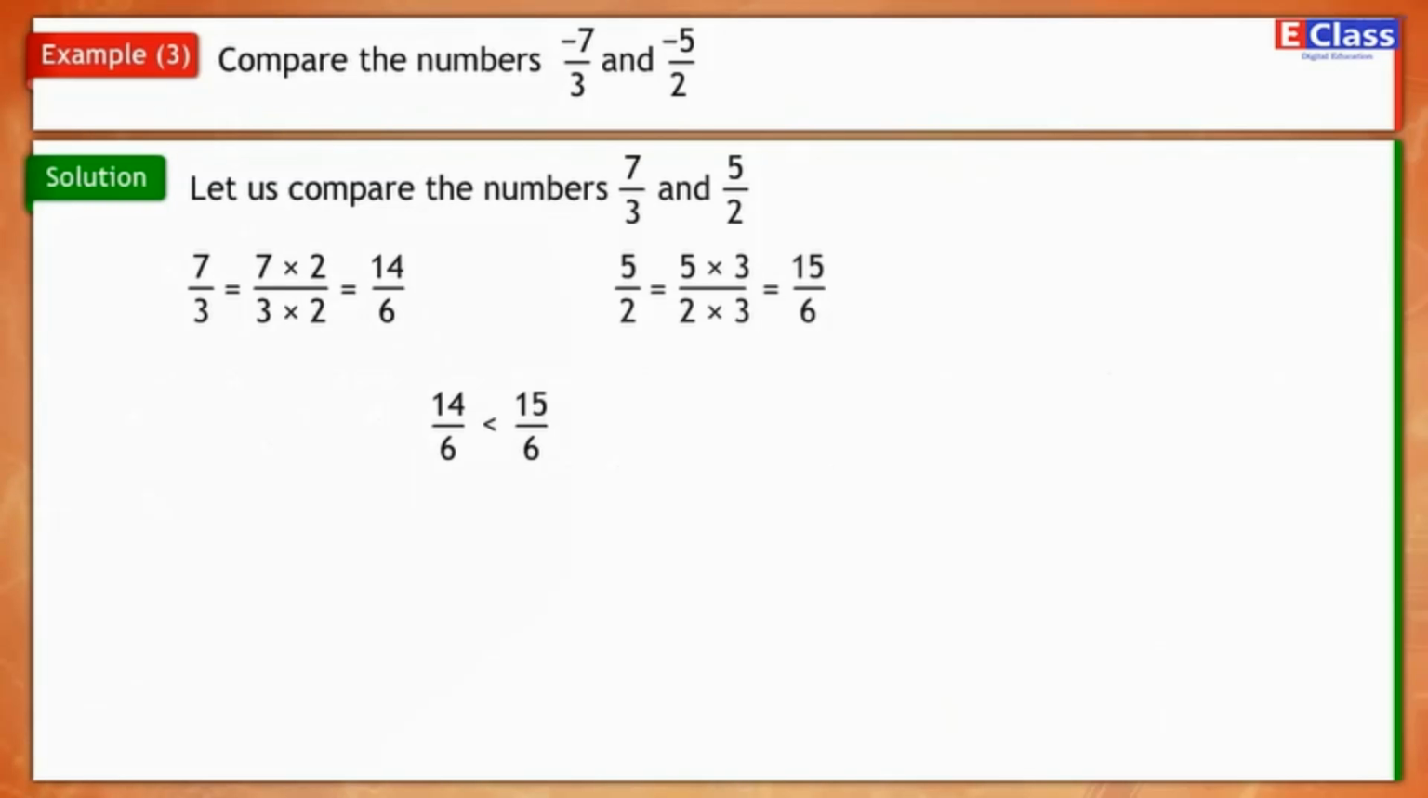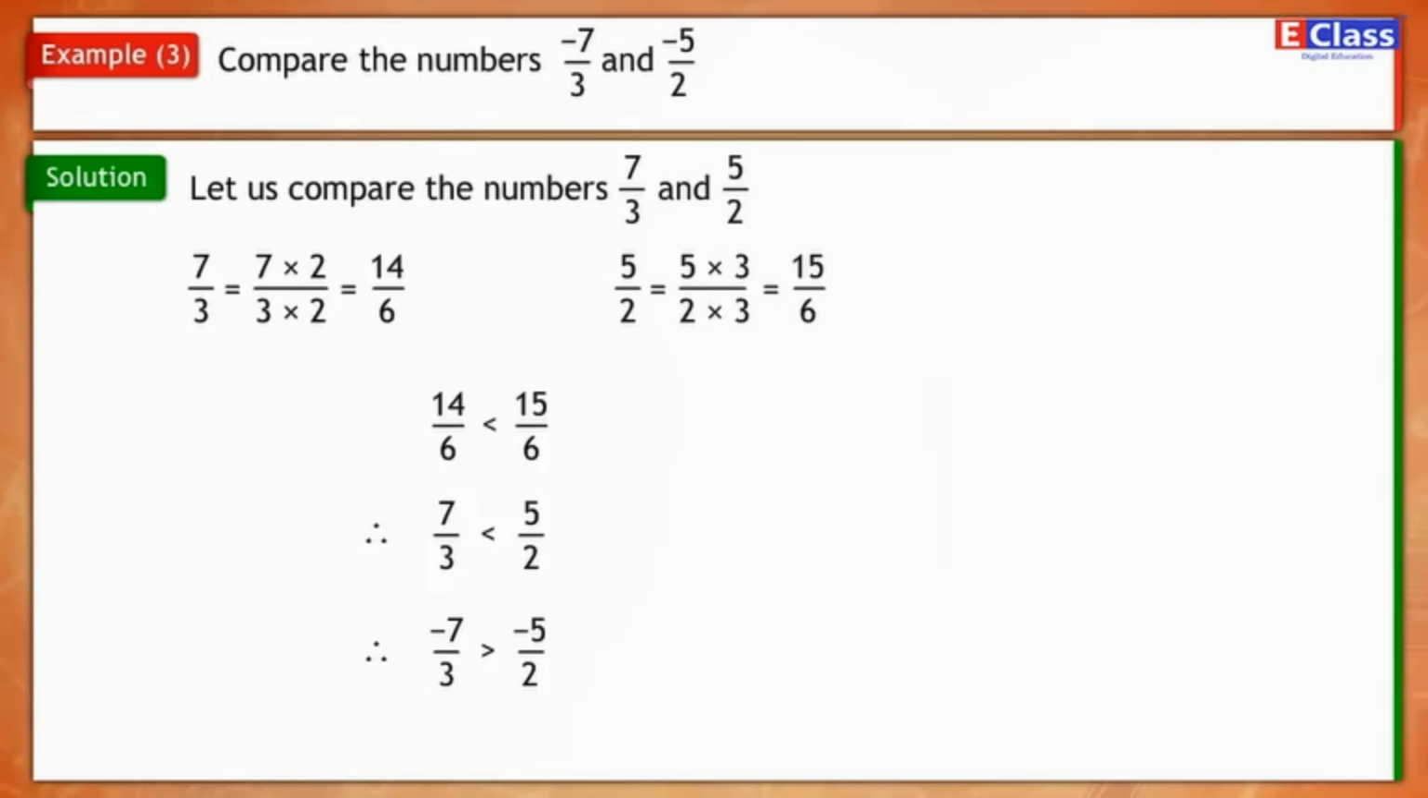14 by 6 is less than 15 by 6. Therefore, 7 by 3 is less than 5 by 2. Therefore, -7 by 3 is greater than -5 by 2.